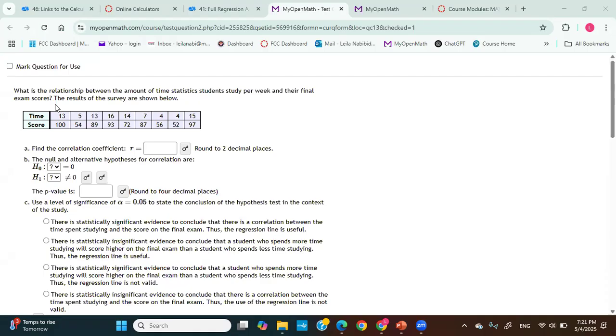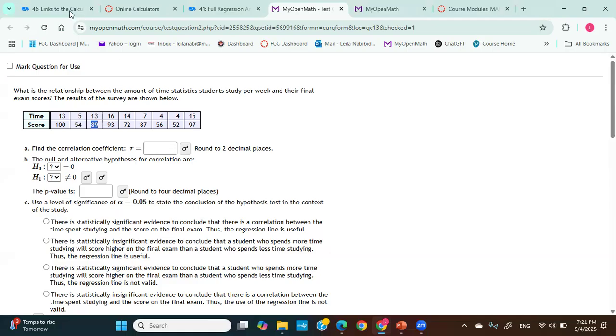The student who spent 13 hours per week received 100% in the final exam score. One student who spent 5 hours in a week received 54 in the final exam. Another student, who again studied 13 hours per week, received 89 in the final exam. Now it's asking you to find the correlation coefficient, or R.